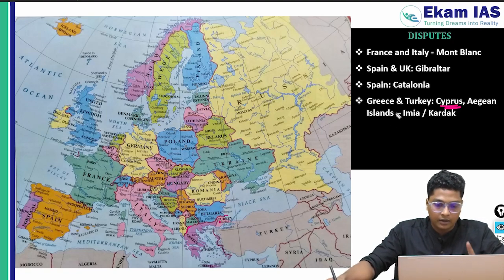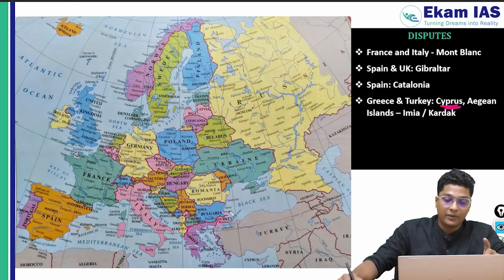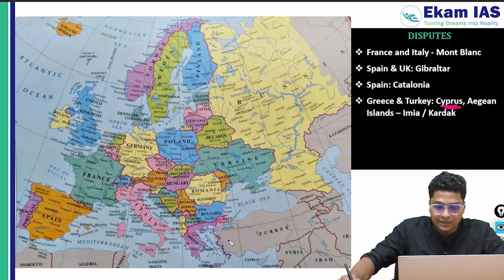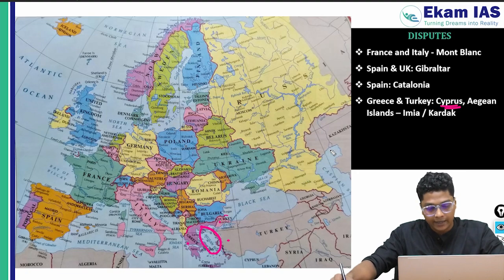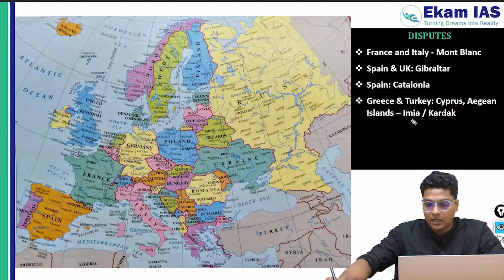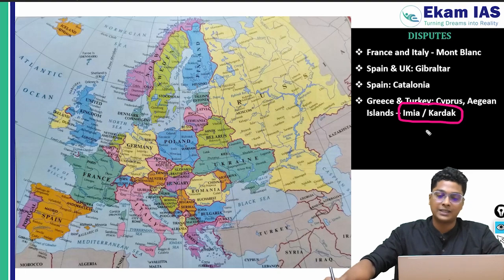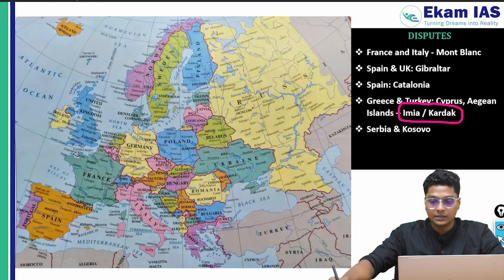Then another dispute between these nations is between Greece and Turkey. We have the Aegean Sea, right? In the Aegean Sea, various islands are there, and maritime disputes are there, regarding Imia or Kardak, right? Both are the same, different names for the same place, Imia or Kardak. Remember that it is a dispute between Greece and Turkey.